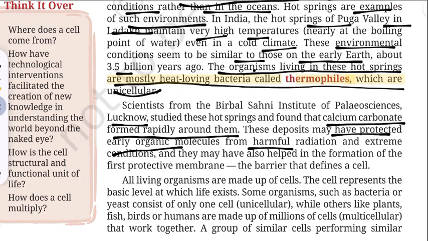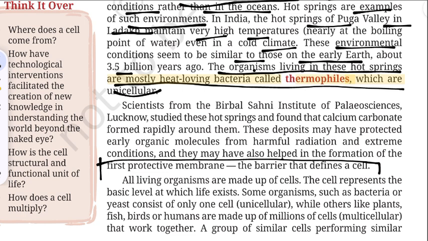Now, there is nothing tough in this. It just says that the scientists from Birbal Sahani Institute of Paleoscience, Lucknow, have studied that in hot springs, calcium carbonate gets deposited on the border. So they have related this scenario with the earlier time, that in earlier times also this calcium carbonate used to get deposited, and thus it used to protect the organic molecules, and when the organic molecules were protected, they used to form the first protective membranes, which is the barrier that defines the cell. Fine.